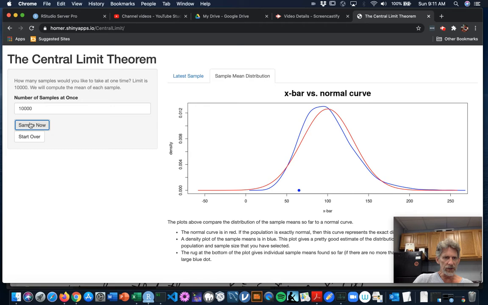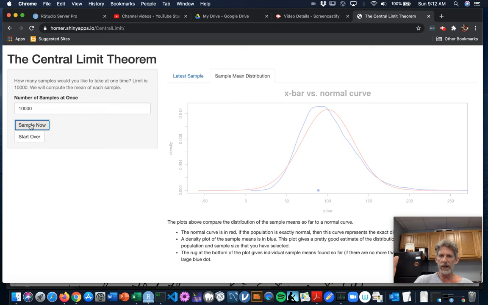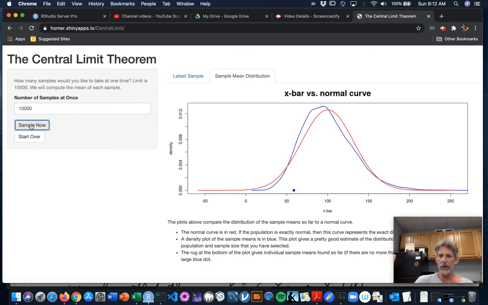I can take another 10,000 samples and another 10,000 and another 10,000. So I've now done like 40,000 X bars. And so this blue density curve here is a mighty good estimate of the real PDF for X bar. And you can see it's not quite normal. It's a little bit skewed to the right.